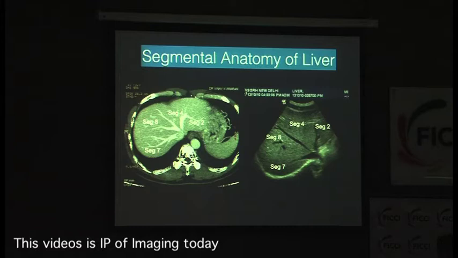And the segmental anatomy of the liver is seen not only on CT very well, where you can see the 3 hepatic veins, but you can also get a fair idea of the segmental anatomy of the liver on ultrasound. So this is just to show you that.